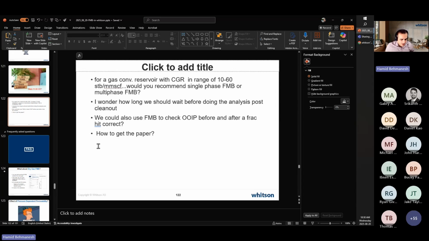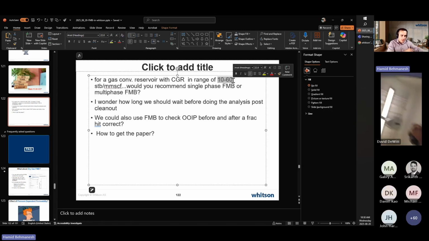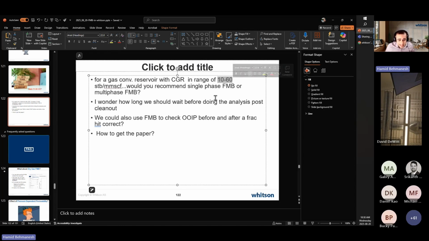All good. Hope everybody enjoyed their break, and there's a couple of questions here. The first one is: for gas condensate with CGR in the range of 10 to 60, which is classified as lean gas condensate, what would be the recommendation, single phase or multi-phase? Definitely some multi-phase version of FMB, because even this small amount of condensate may have some impact. I'm going to show you one for dry gas, and then you can generate an example for lean gas condensate and see how the result would differ between single phase FMB and multi-phase FMB.